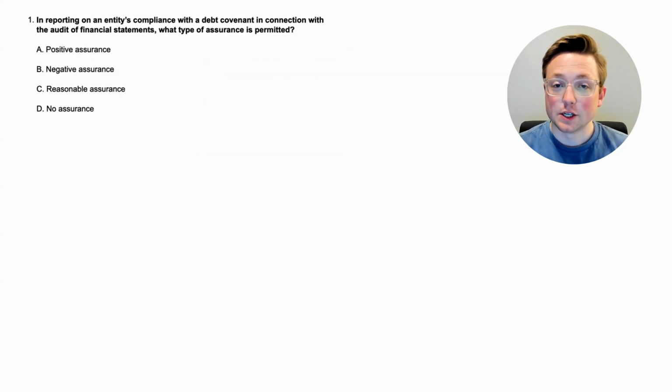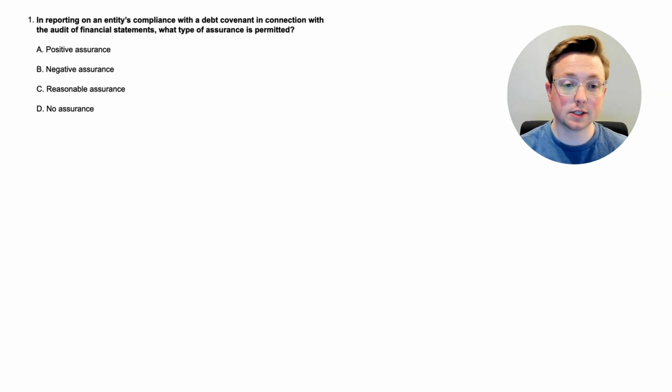All right, here we are at question 1. And as I said before, this is a pretty straightforward, pretty small topic, so this shouldn't take too long. In reporting on an entity's compliance with a debt covenant in connection with the audit of financial statements, what type of assurance is permitted? Okay, if we have no idea, that's okay. We're going to go through this and learn. Option A, positive assurance. Option B, negative assurance. Option C, reasonable assurance. Or option D, no assurance.